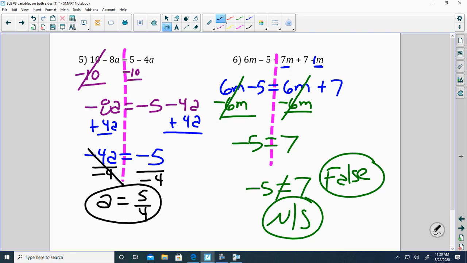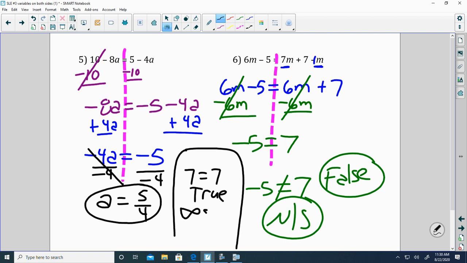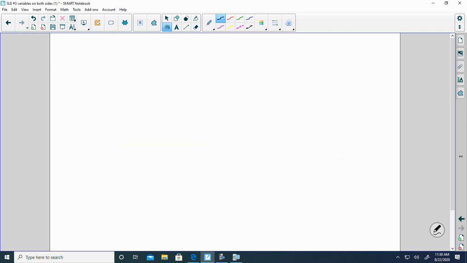If you had this problem, and let's say it came out to be 7 equals 7, where all the variables dropped out, where this becomes true, this means we have infinite solutions. That means that any number we plug in gives us the correct number out. Okay? So if you had a true statement with all the letters falling out, that means there's infinite solutions. If you wind up with a false statement, that means we have no solution. There's nothing I can plug in to make it work.